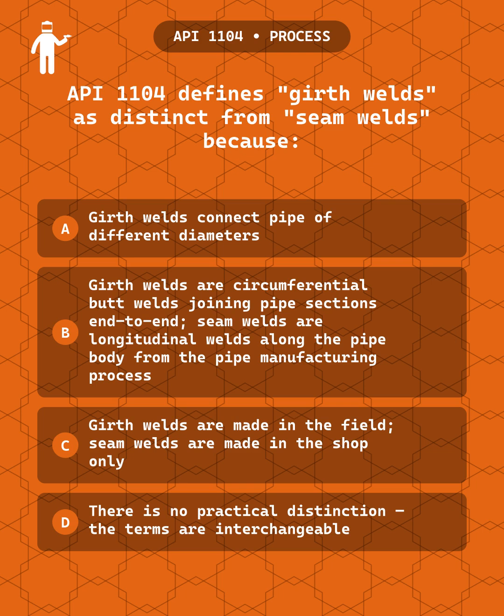Question 4. API 1104 defines girth welds as distinct from seam welds because A. Girth welds connect pipe of different diameters, B. Girth welds are circumferential butt welds joining pipe sections end to end, while seam welds are longitudinal welds from the manufacturing process, C. Girth welds are field welds and seam welds are shop only, or D. There's no practical distinction. The terms are interchangeable.